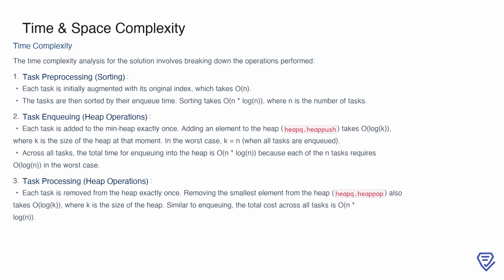Next, tasks are enqueued into a min heap. Each enqueue operation takes O(log k), where k is the size of the heap at the time. In the worst case, when all tasks are in the heap simultaneously, k equals n. Since each task is enqueued exactly once, the total cost across all tasks for enqueuing is O(n log n). Similarly, during the processing phase, each task is dequeued from the heap exactly once. Dequeuing also involves O(log k) operations, and across all tasks, this adds another O(n log n) to the total time complexity.